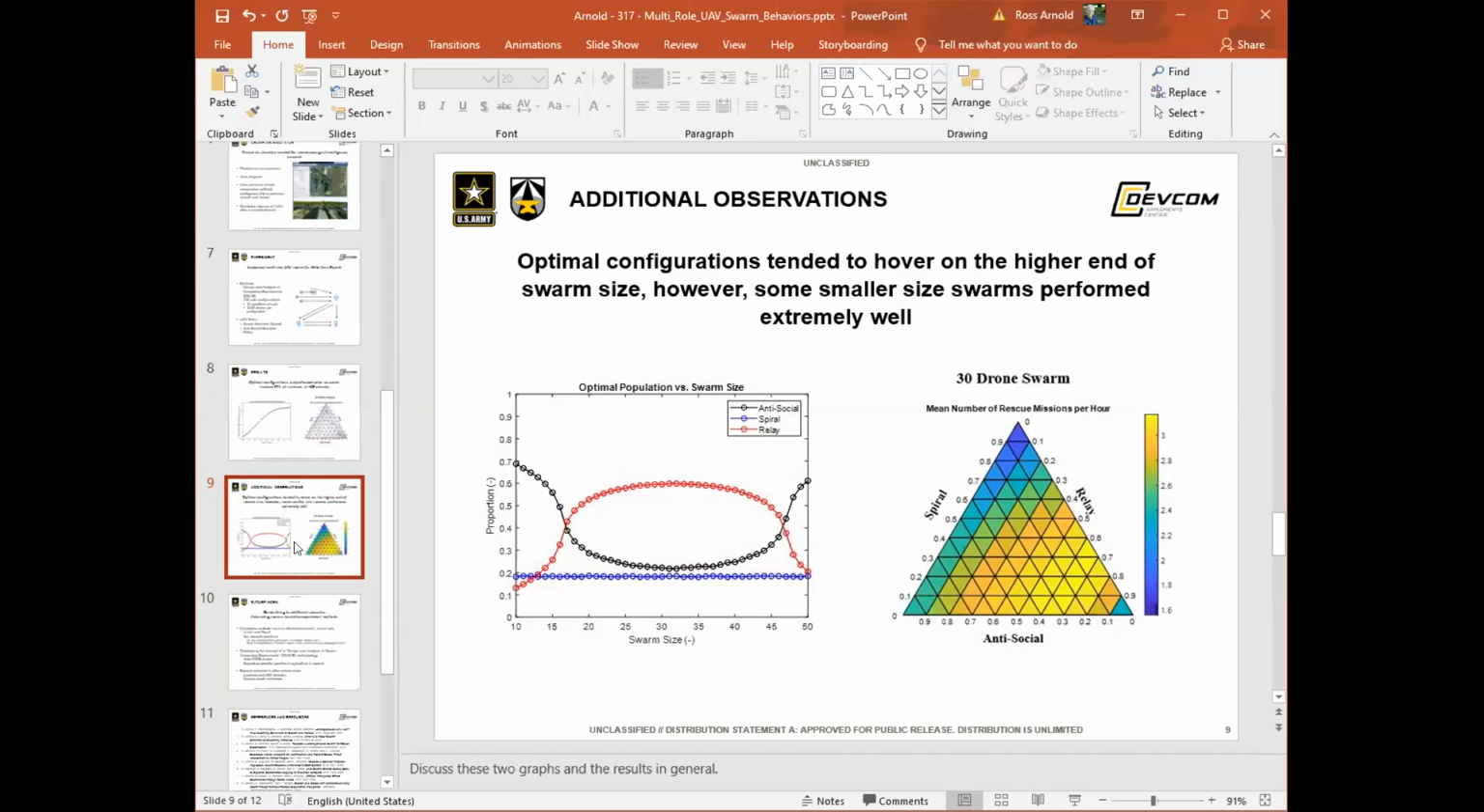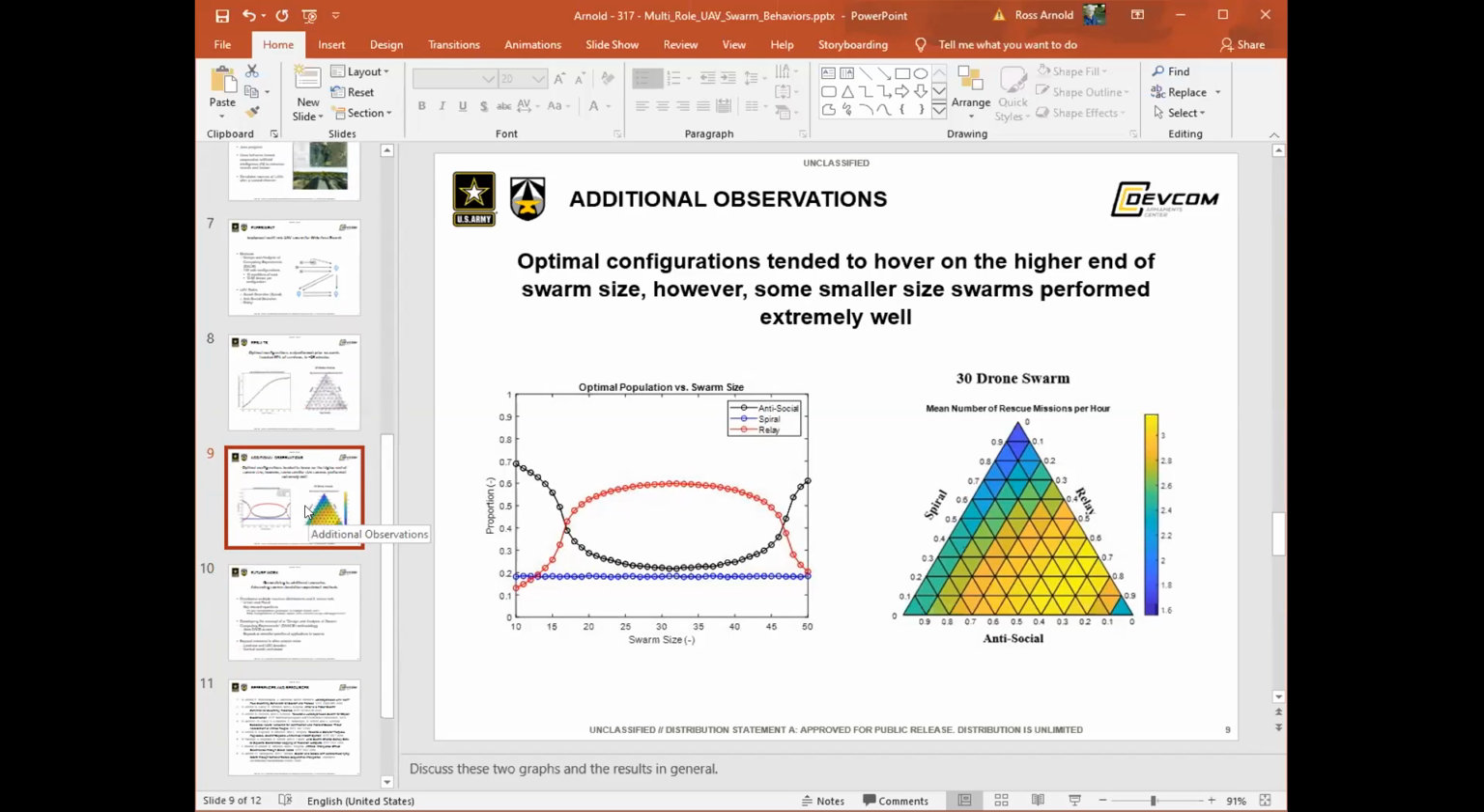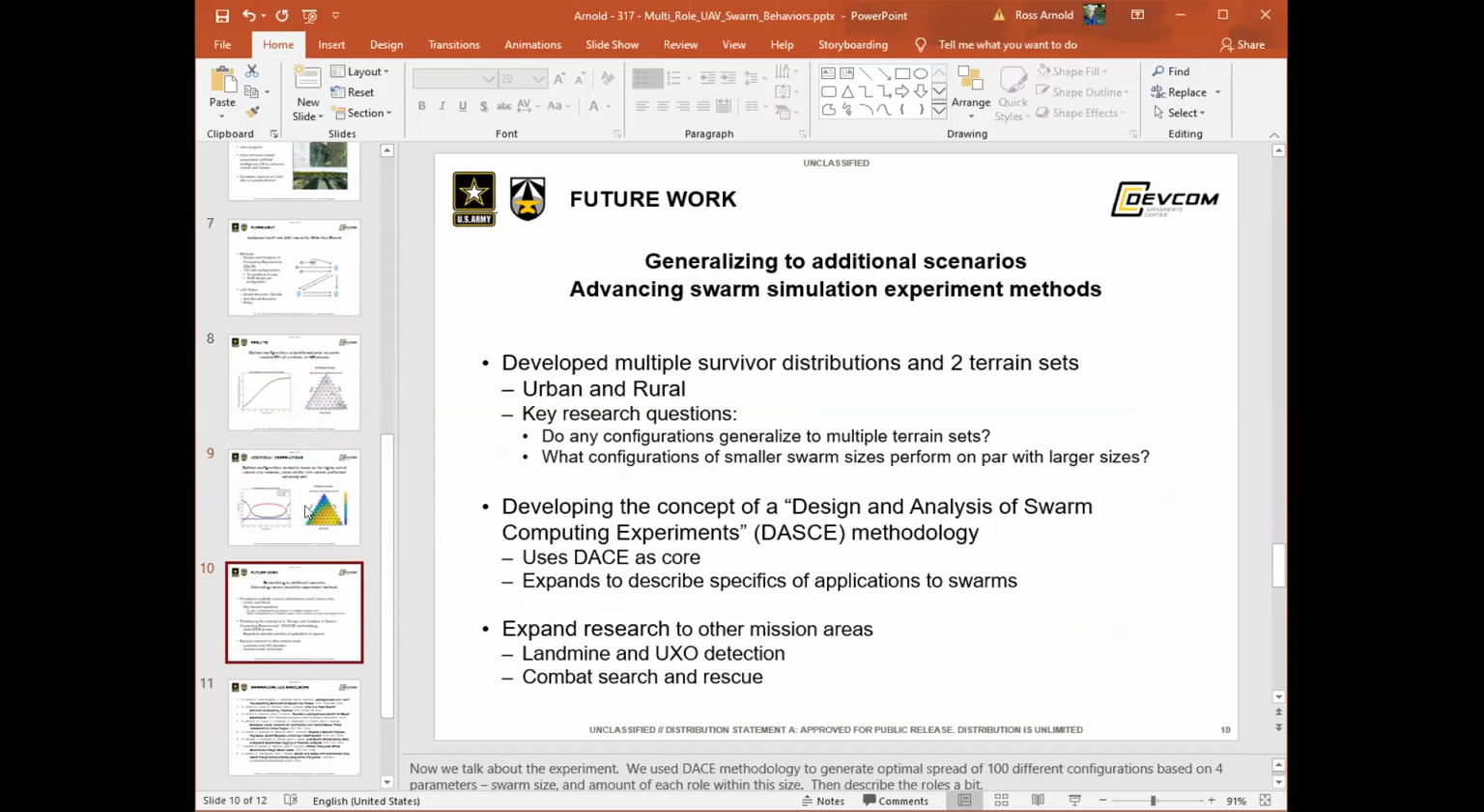So one of the things we're really looking for here is, can we find a configuration of these roles that is smaller, that actually works very well, on par with a larger swarm. So some of the future work that we're doing here, what we're trying to do is generalize this to a couple different scenarios, so urban and rural. And so can we find configurations that generalize to lots of different terrain sets? And as I mentioned, what smaller swarm sizes are performing on par with larger sizes?